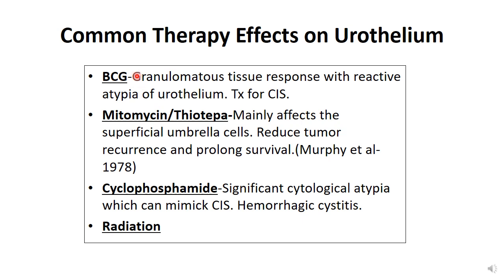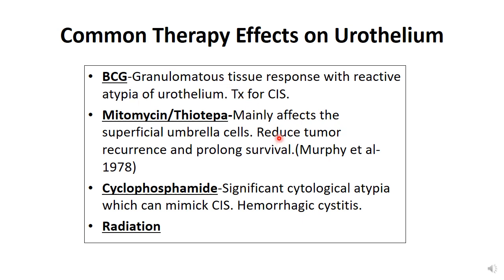So here are the common therapies that have been utilized in bladder cancer. Now cyclophosphamide is pretty much not utilized. It is of more historical significance. BCG is a very commonly utilized treatment for high-grade urothelial carcinoma and flat carcinoma in situ. Typically you see granulomatous response and sometimes atypical urothelium. Mitomycin is also commonly utilized, particularly in the setting of low-grade urothelial tumors.